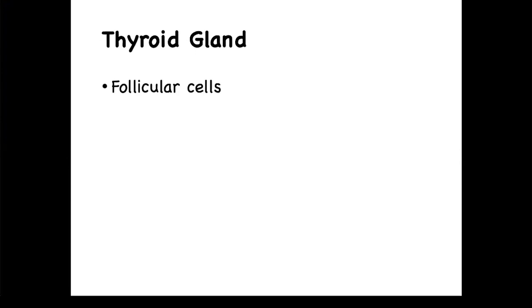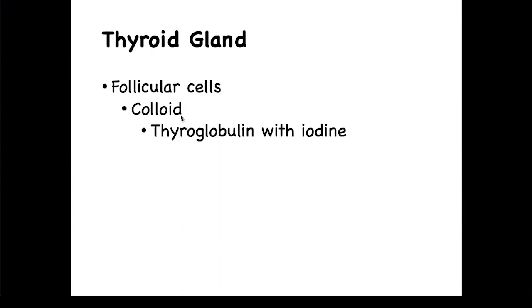The follicular cells make up the follicles, the walls of the follicles, which look like balls. And inside the follicles, in the lumen of the follicle, you have a substance called colloid. You will need to know what is found within the colloid. It is the protein thyroglobulin and iodine. The iodine comes from iodide, which is included in your diet, and the follicular cells convert the iodide into iodine.